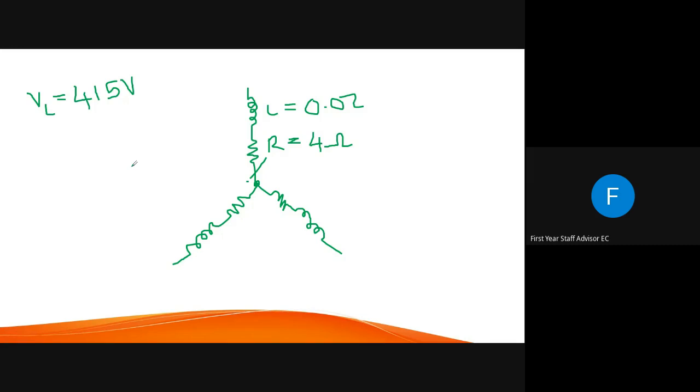Okay, is it clear till now? Any doubt? Okay, now how to find out V phase? First we will analyze for star. So first is star. So we are doing the problem for the star connection. What are the things we have to find out? Phase voltage, phase current, power factor, and power. So first, what is the equation for V phase? Anyone please tell me what is the equation for V phase?